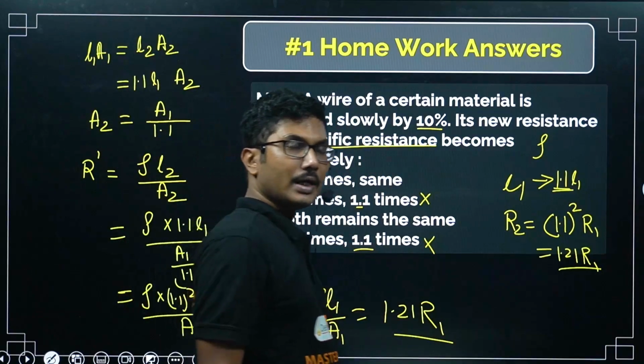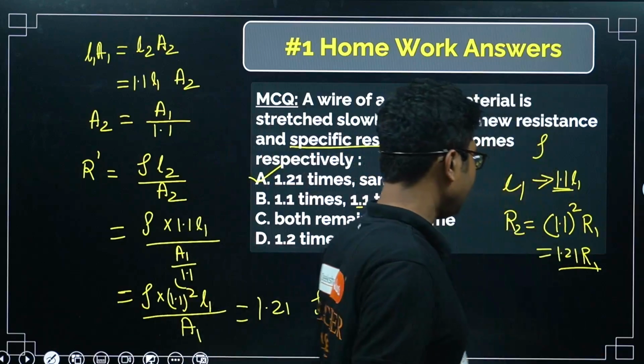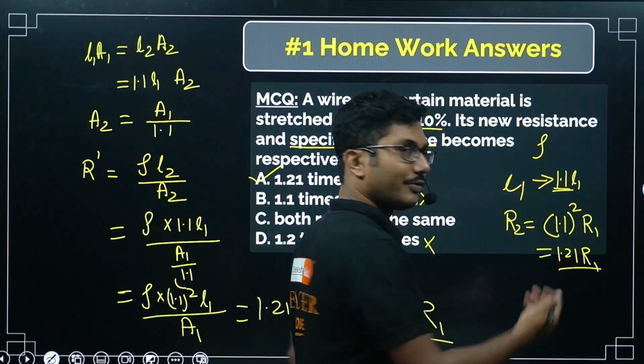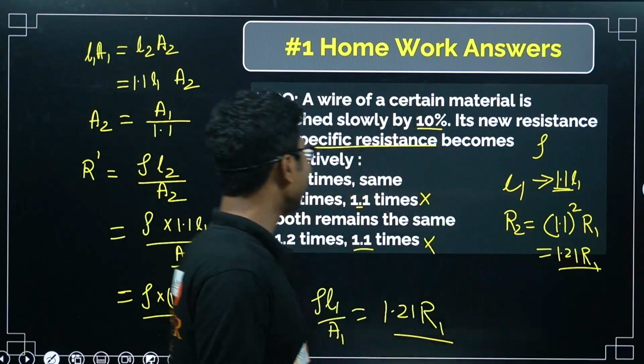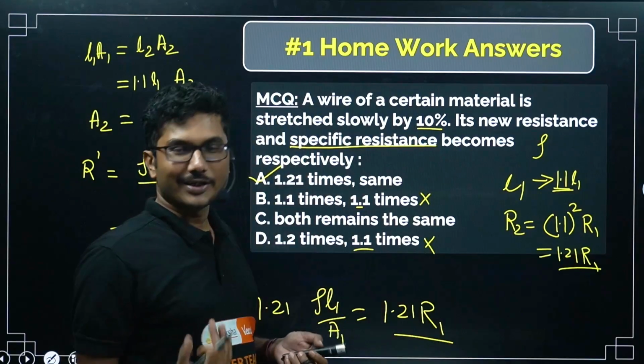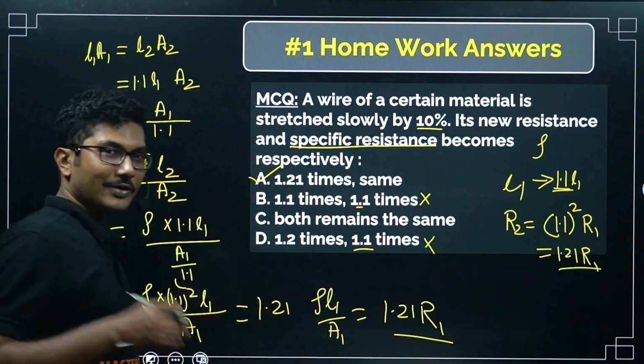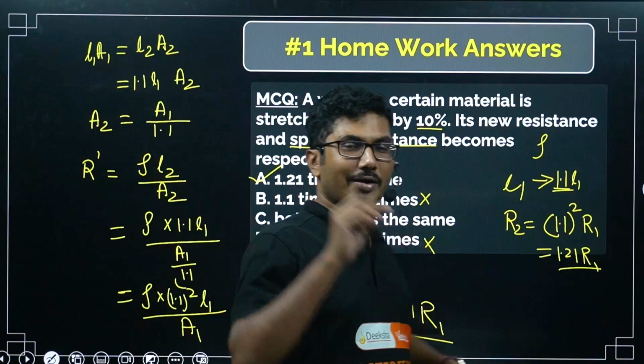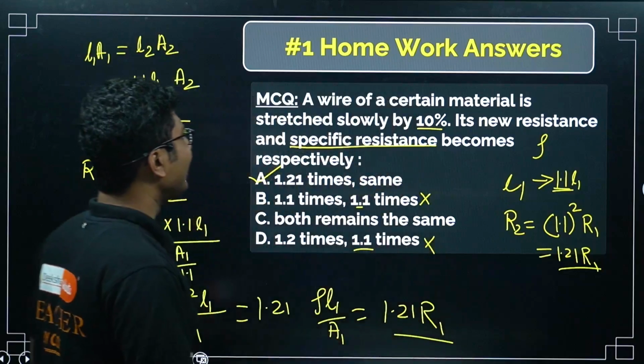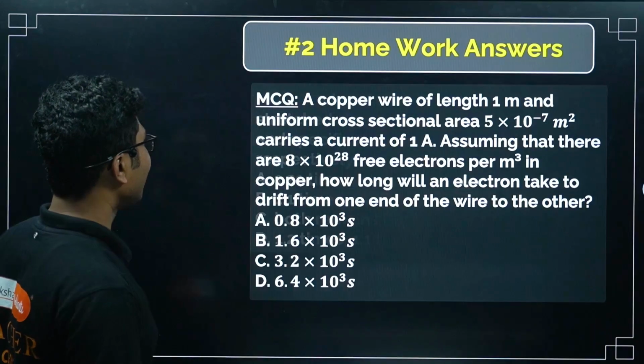This is the longer way, the understanding way. This is the shortcut way, the cheating way. Whatever way you like, this is the most shortcut way if you read the question properly. If you have read the question properly, you could have answered this question without any difficulty. Now let's look into the next problem.